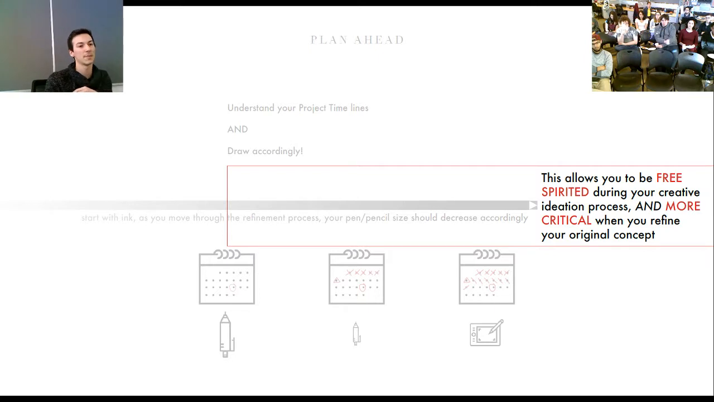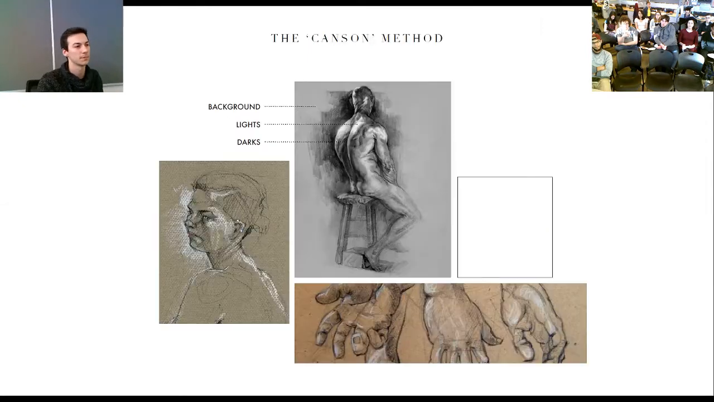So I plan accordingly and increase my paper size and decrease my pencil tip size so that I have more precise lines as I progress throughout the project, and slightly bigger drawings as I go. It allows you to be creative in the upfront ideation process, but also more precise and critical of your own work as you get towards the end.